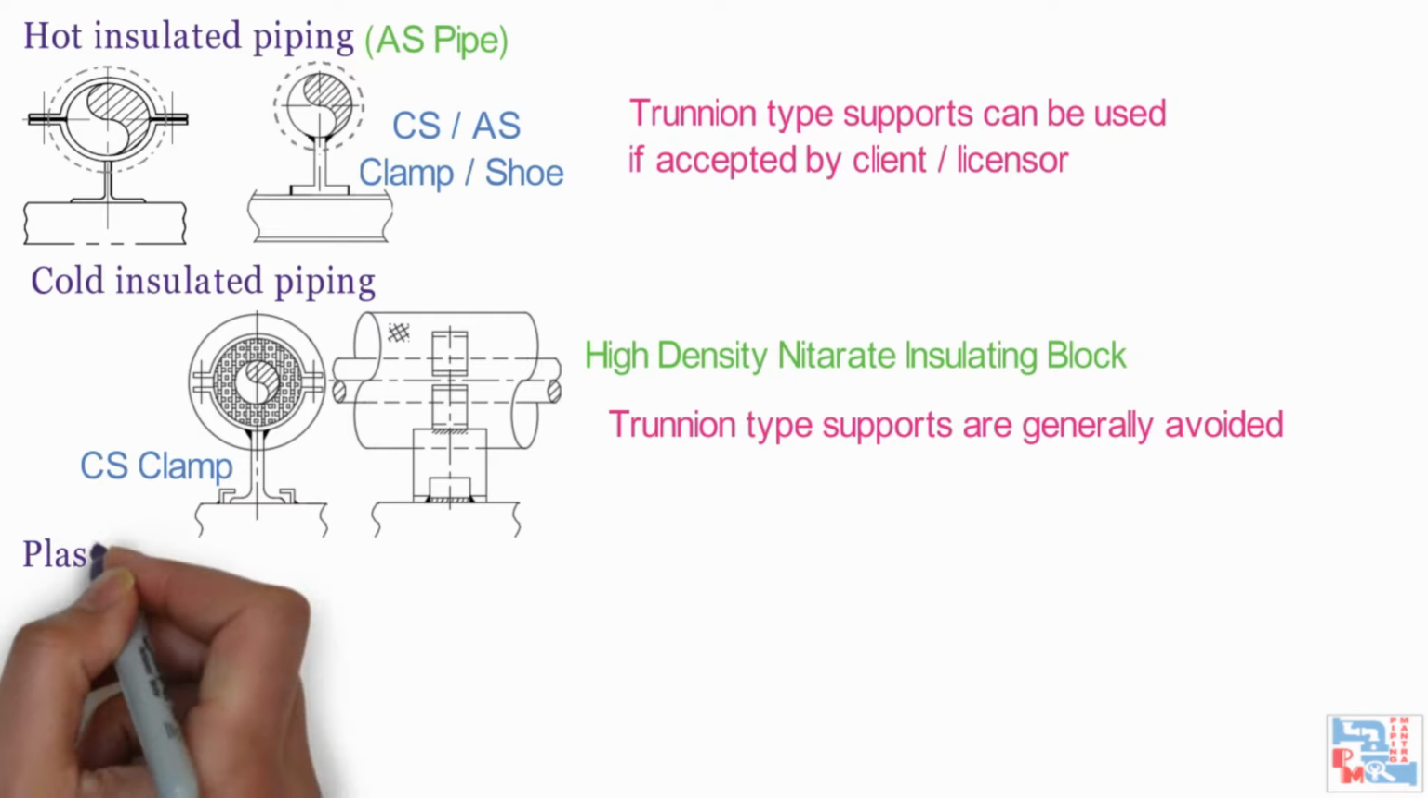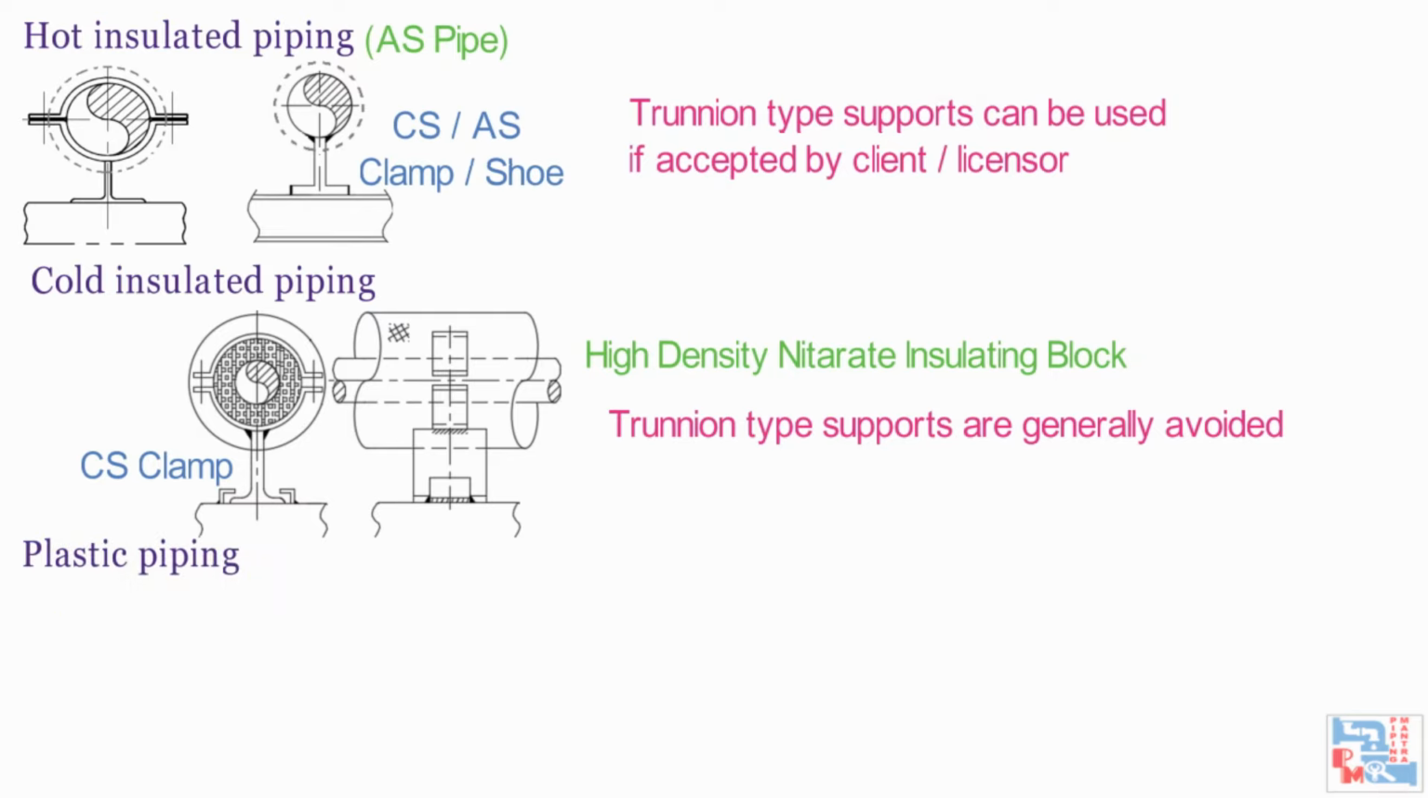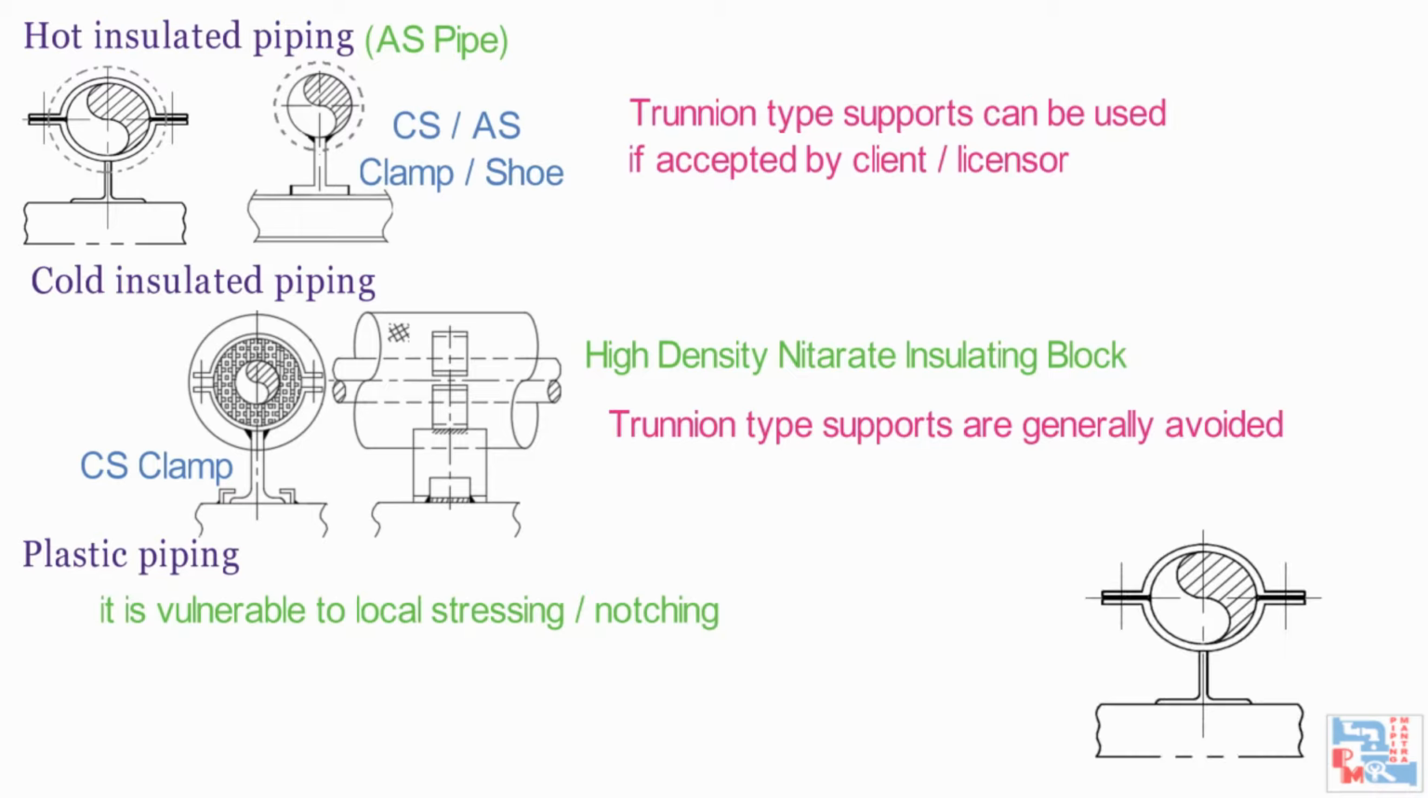Last one is plastic piping. Plastic, being a weak and soft material as compared to metallic piping, is vulnerable to local stressing and notching. Therefore, the pipe supports used for plastic piping necessarily employ a clamp shoe assembly of carbon steel with a soft PVC sheet in between pipe and clamp.